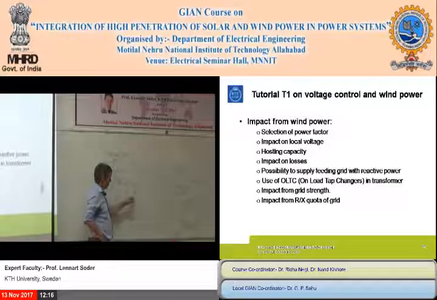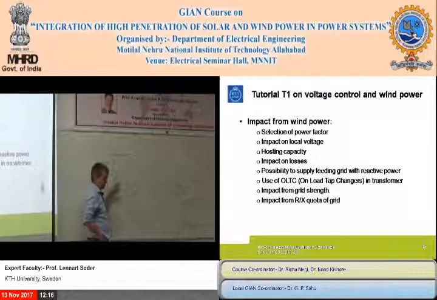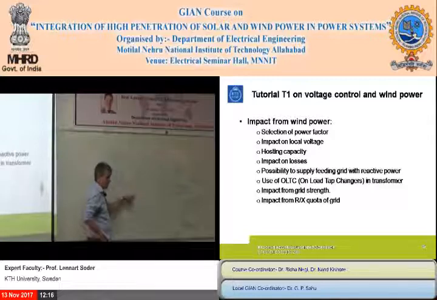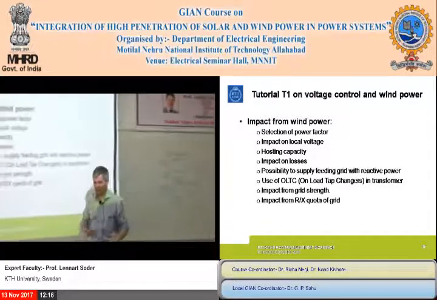Then, of course, if you put in a huge amount of wind power here, on the other hand, if you can keep down the voltage at this point using this transformer here, then, of course, you can have more wind power here. But that also depends on whether it's solar power there, wind power there, and wind power there, what the demand is, and so on. So there are a lot of impacts here.